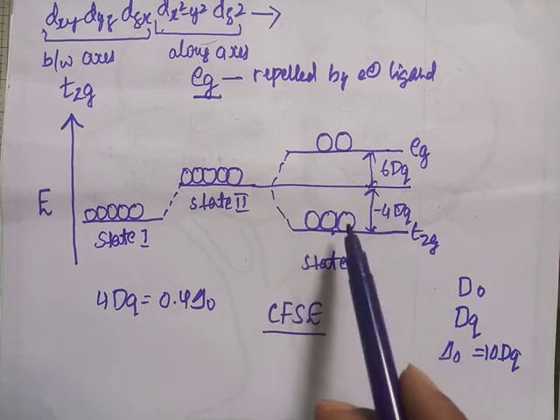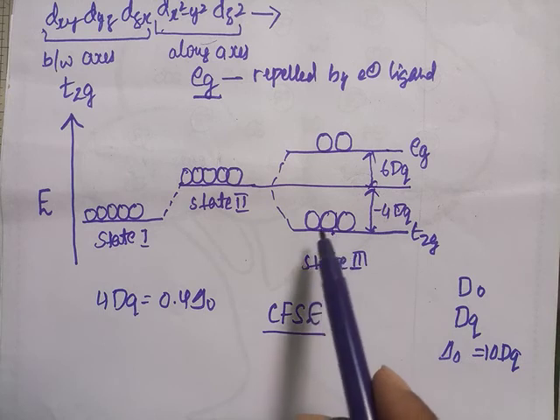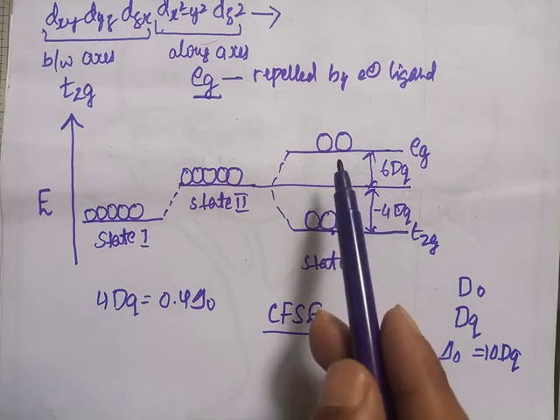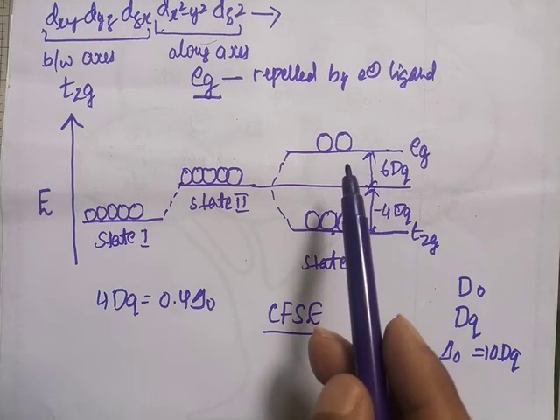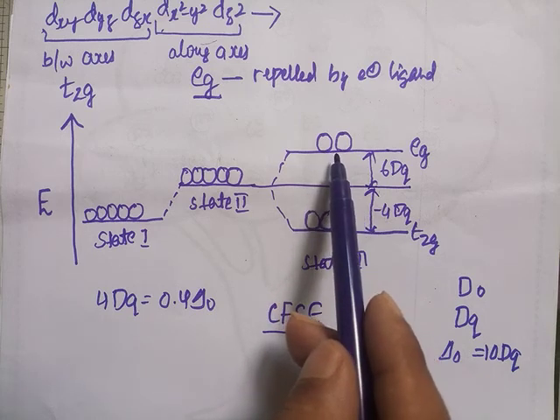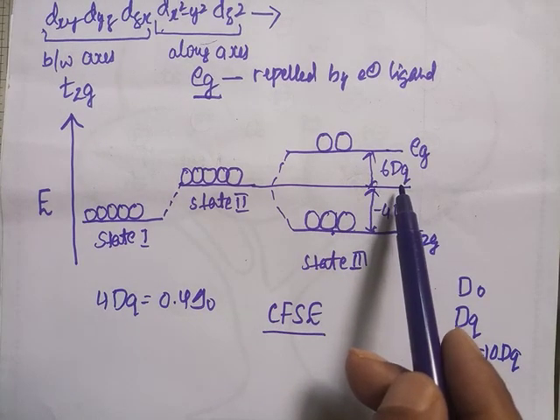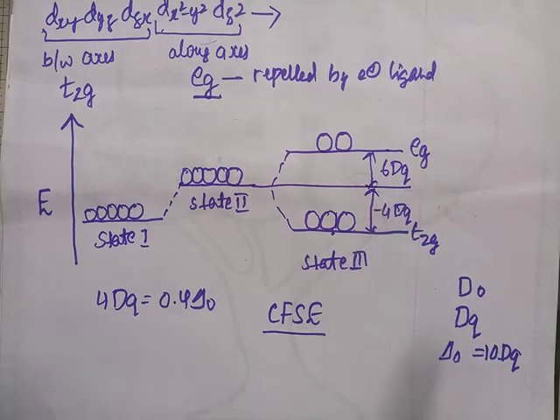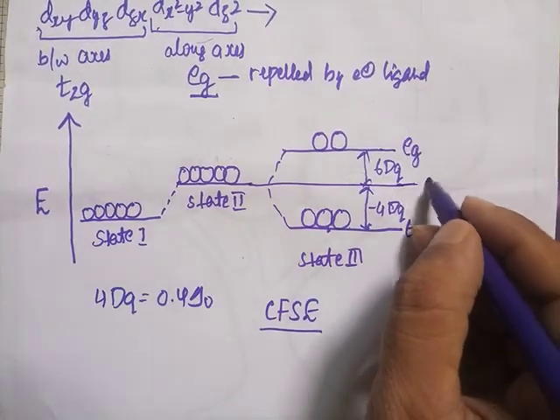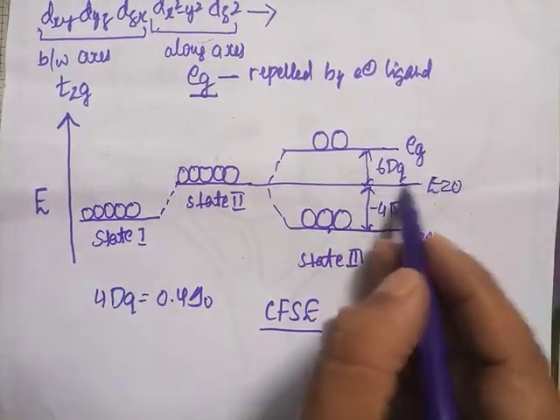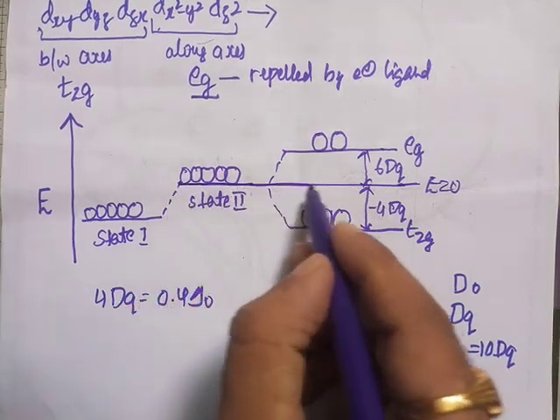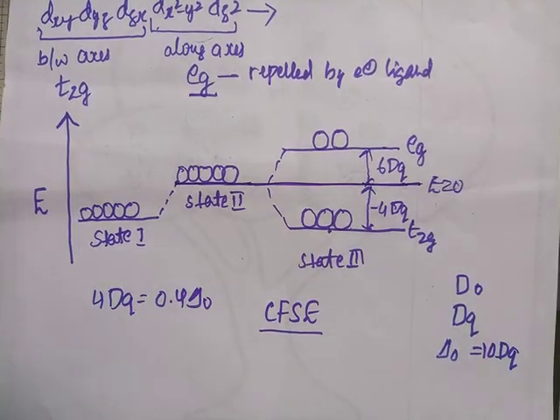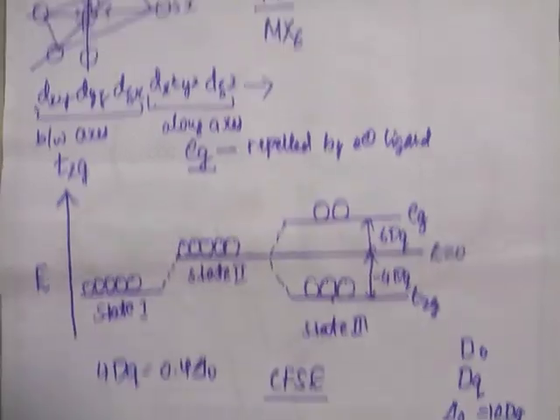If, after filling the electrons in the lower energy T2g orbitals, the electrons enter into the Eg orbital, then for each electron entering into the Eg orbital the crystal field destabilization energy would be equal to 6 Dq. Here this energy is equal to 0. This is the energy of the hypothetical degeneracy. So this is the crystal field stabilization energy for octahedral complexes.